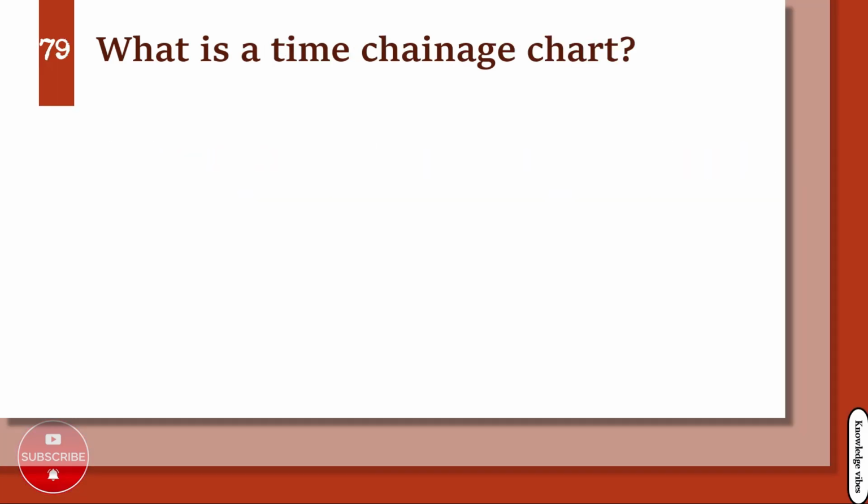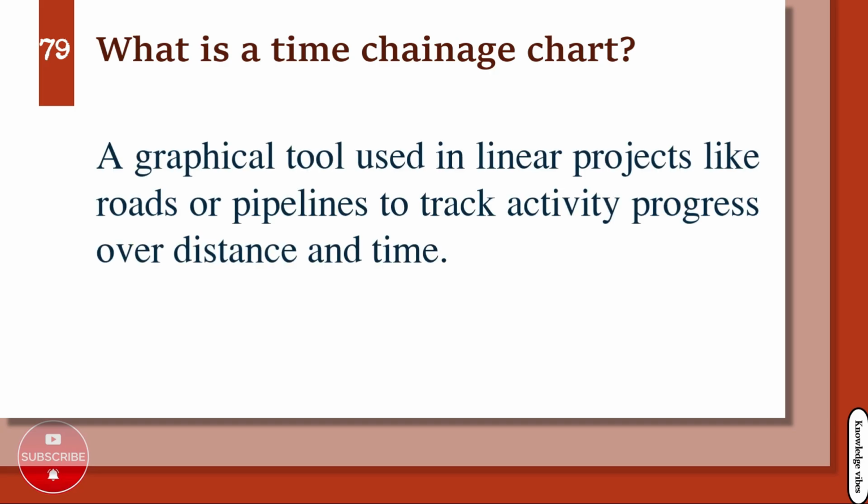What is a time-chainage chart? A graphical tool used in linear projects like roads or pipelines to track activity progress over distance and time.